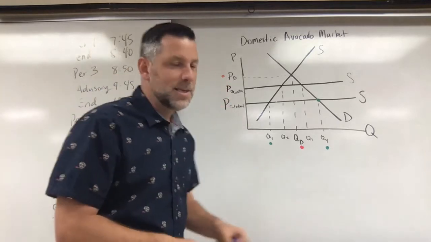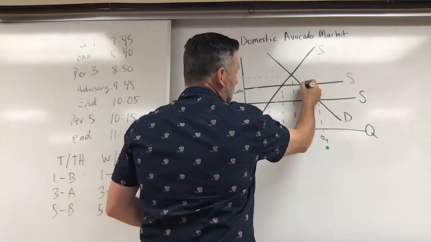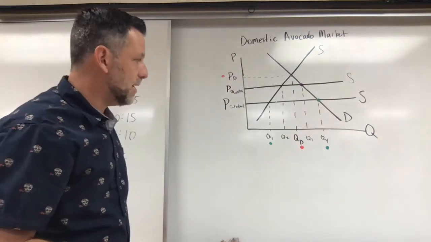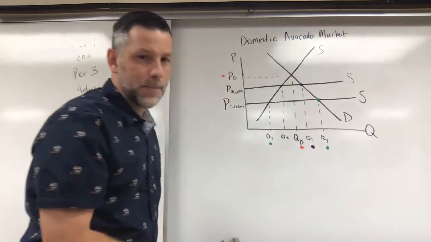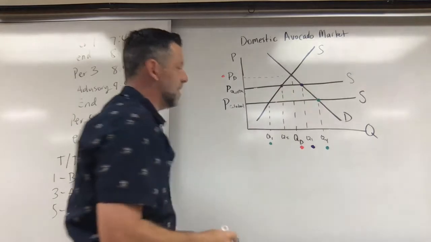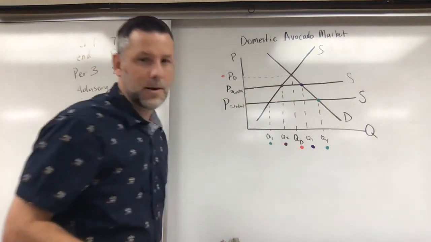What that does at this higher price is it means we're going to have this quantity right here at that price. That's our quantity demanded. So consumers are going to buy Q3, and producers are going to produce at that quantity right there. They're going to produce Q2 right there.